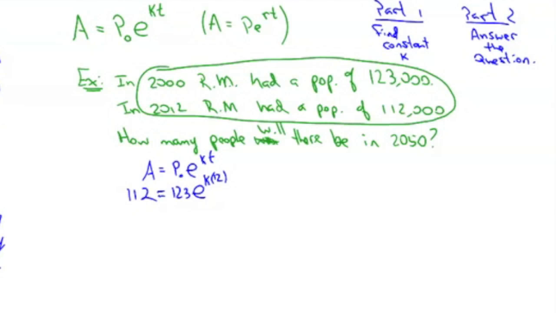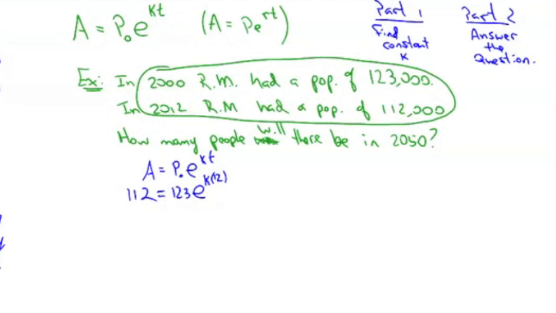Alright, pause. Why is the A 112? A is what the population is going to be after a period of time. We started in 2000. After 12 years, we ended up with 112,000. So that has to be A, even though it's a smaller number, because it's what happened after time passed. The initial population is the one we're starting at, which is at 2000. So the initial has to go in that other slot: 1, 2, 3. P sub 0.